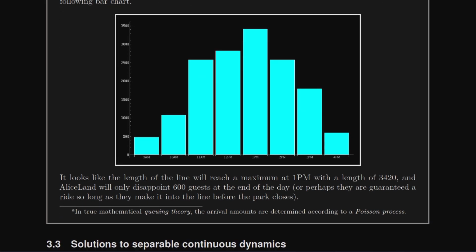In particular, where does the guest count end at the end of the day? It looks like there are around 600 that unfortunately either didn't get to ride, or maybe the amusement park stays open but just doesn't let anybody else enter the line after 5 p.m. But anyway, that's a quaint little example as well of using an IVP for sums rather than IVPs for integrals to predict the future. That's all I've got for you today.